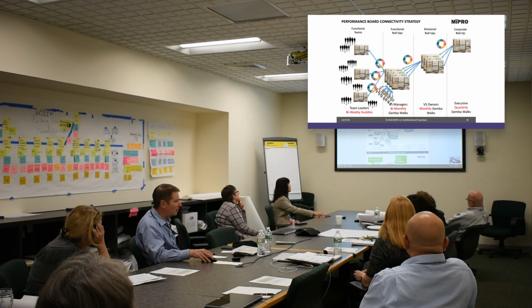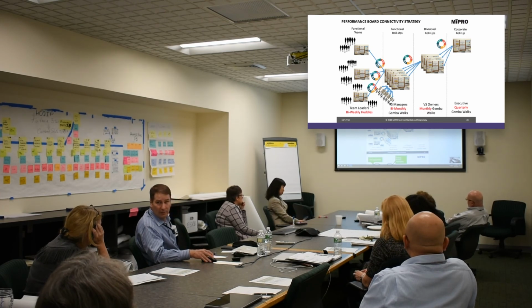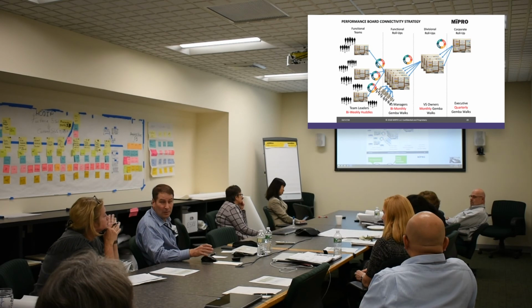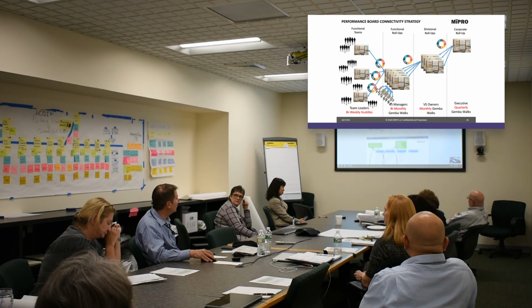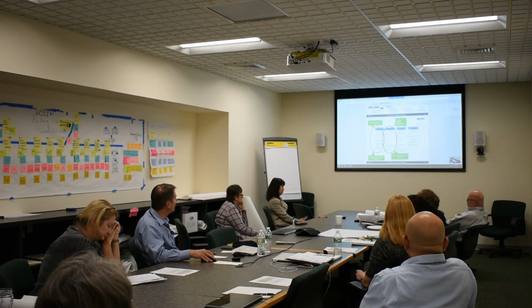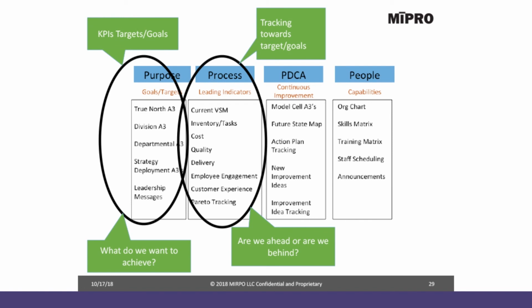It's very easy to say, it's not so easy to do. You're very early in the process, as we talked about earlier, around making all of these links and connections. You've had KPIs for a long time, now we're trying to link it together. This visual right here shows us, in those quadrants, the purpose; your KPI goal targets are in there. These are the goals and targets. This is what we want to achieve in that purpose section. In the process section, we're tracking towards those goals and targets. Are we ahead or behind?